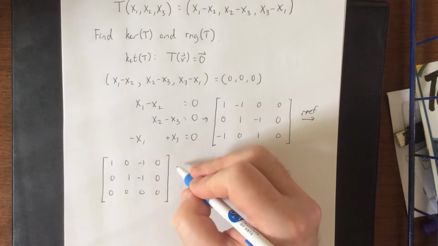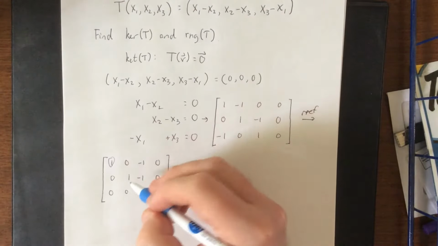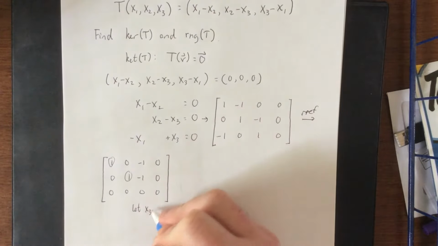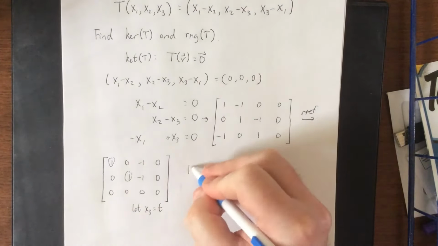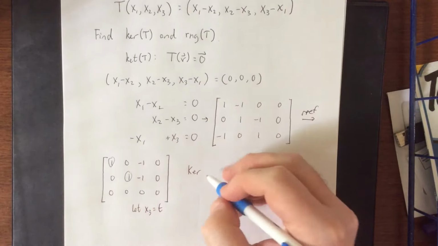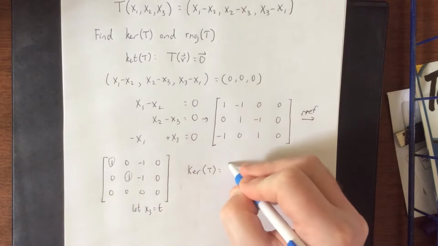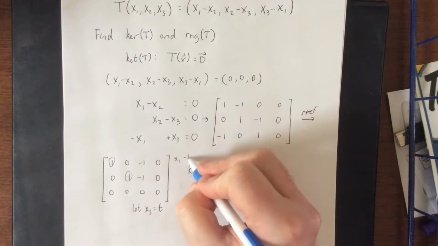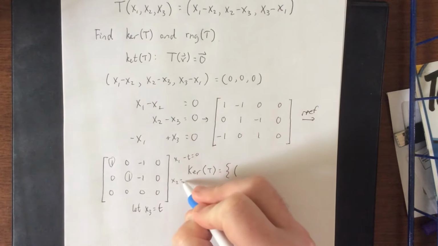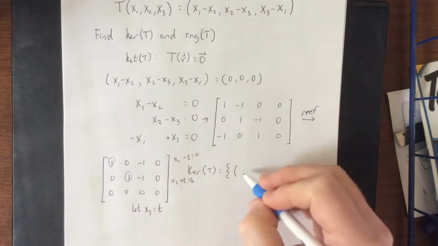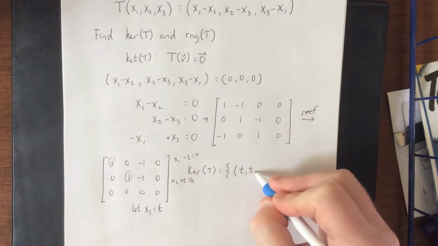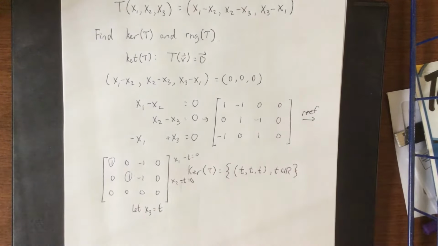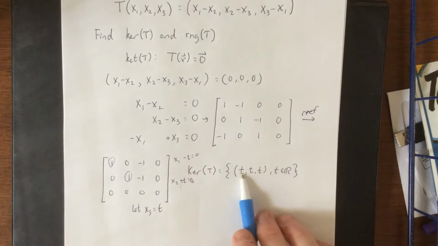We can identify from this form that x1 is a lead variable, x2 is a lead variable, and x3 would be our free variable. So we'll let x3 be equal to t. This means that the kernel of T is going to be equal to the set of all vectors of the form, well, let's see, this one says that x1 minus t is equal to 0. Second says x2 minus t is equal to 0. So x1 will be t, x2 will be t, and x3 will be t, where t is some real number.